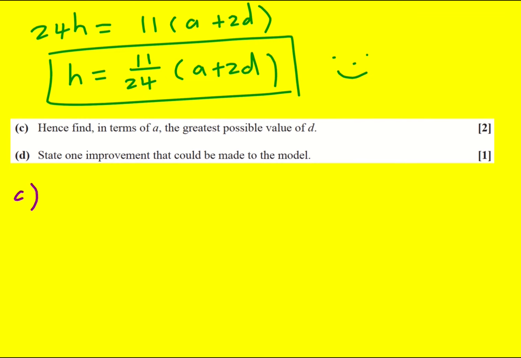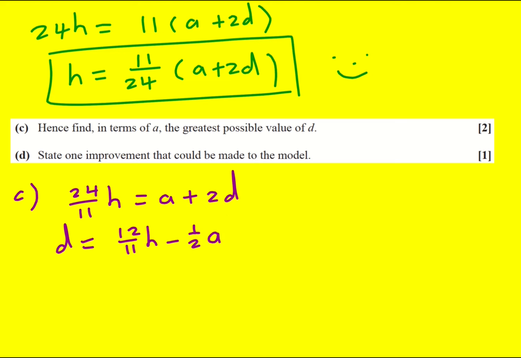So the first thing I'm actually going to do is rearrange this formula again to get it in terms of D. Therefore, I'm going to get 24 over 11h is equal to A plus 2D. So I can then minus A and divide by 2. It's going to be 12 over 11h minus a half A. So trying to find the greatest possible value of this, you just need to think back, are there any limitations to h, basically, because we've got a here, so it's all about this term.